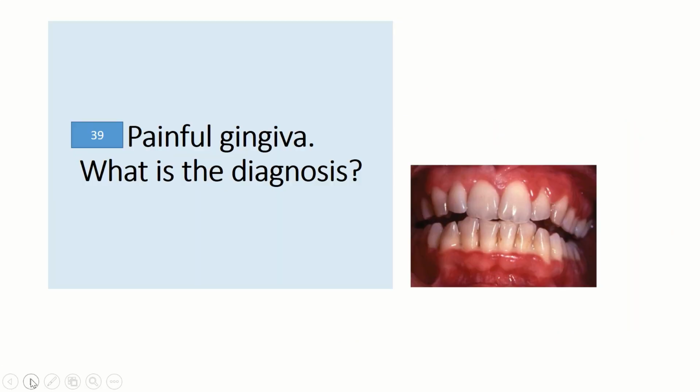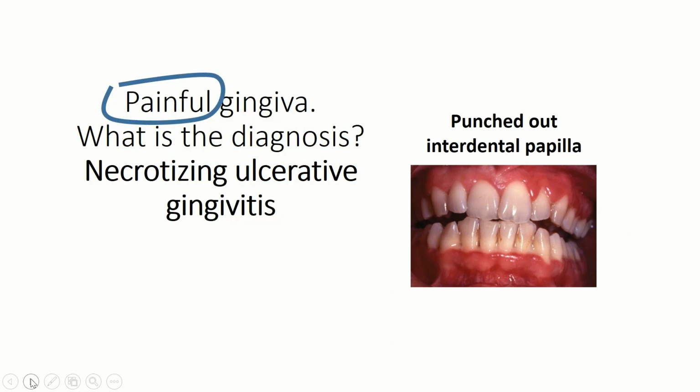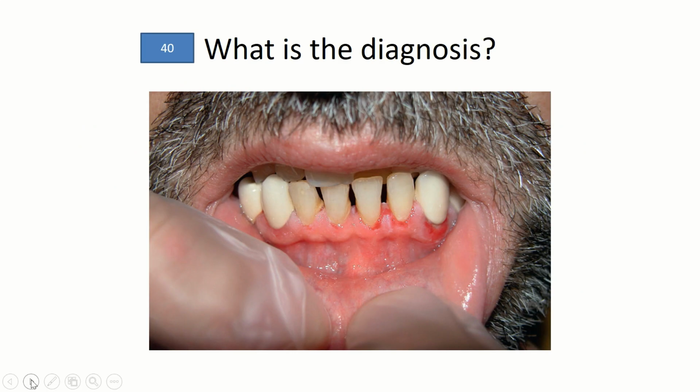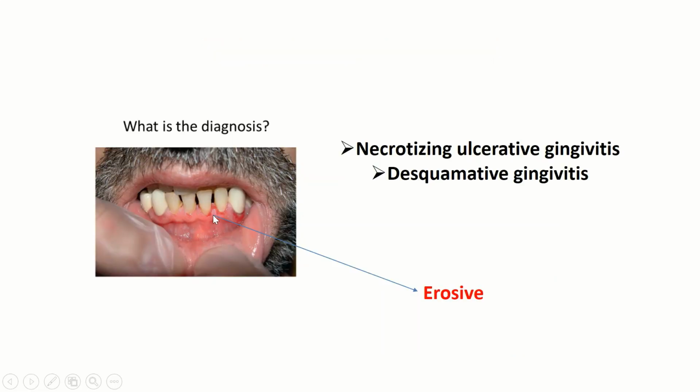Here, painful gingiva. As you see here, there is punched-out interdental papilla. This finding with the history of painful gingiva is indicative of necrotizing ulcerative gingivitis. And here, this figure is also similar to necrotizing ulcerative gingivitis, but another finding you see here is the presence of erosion that is compatible with the diagnosis of desquamative gingivitis.